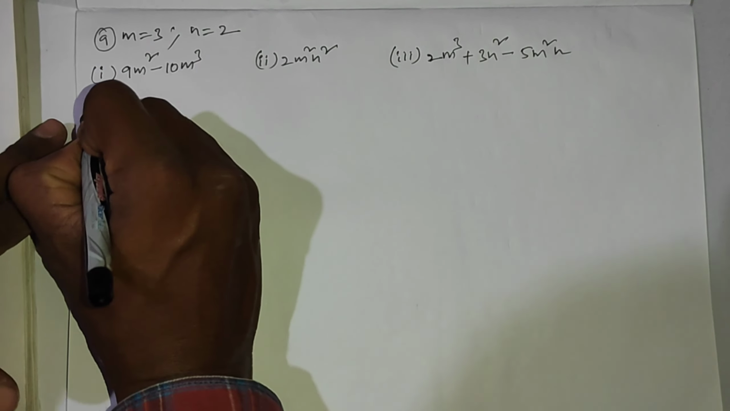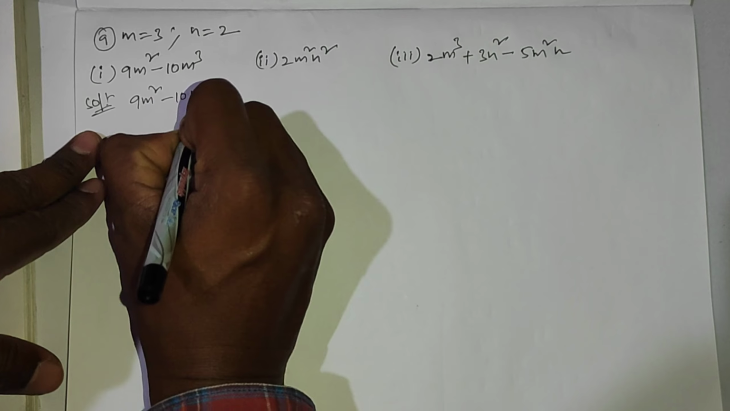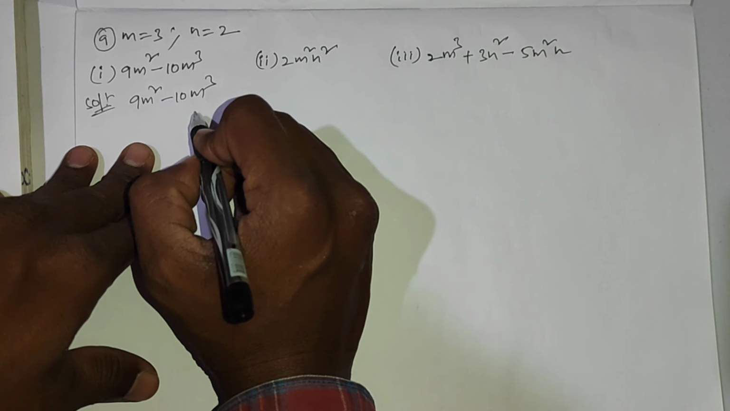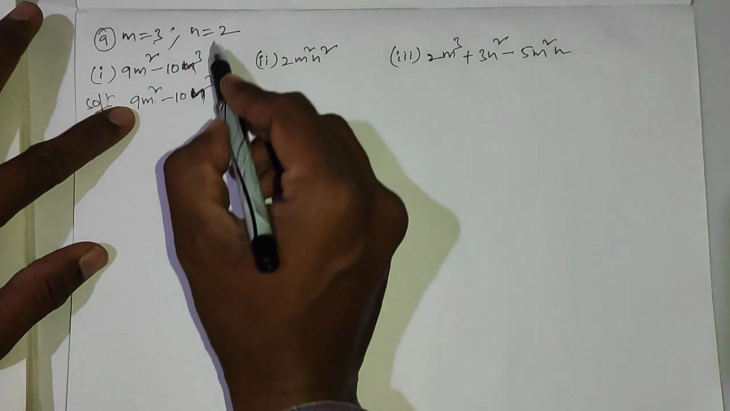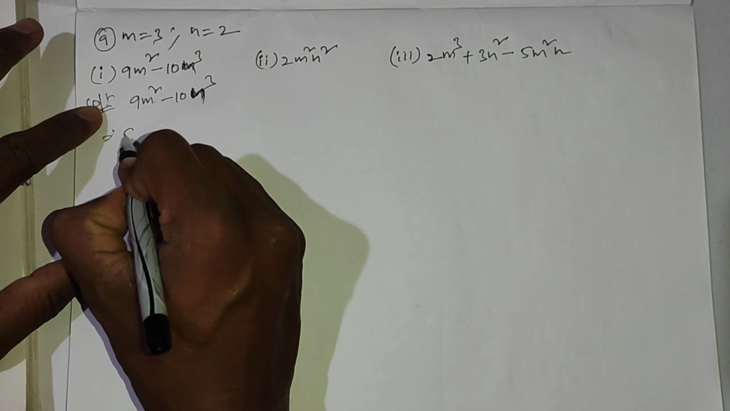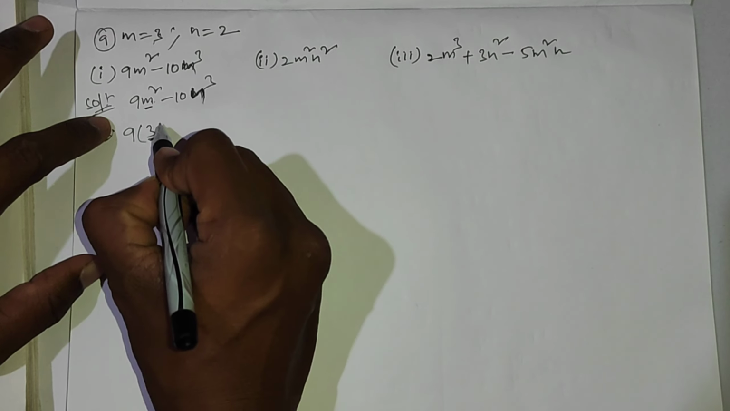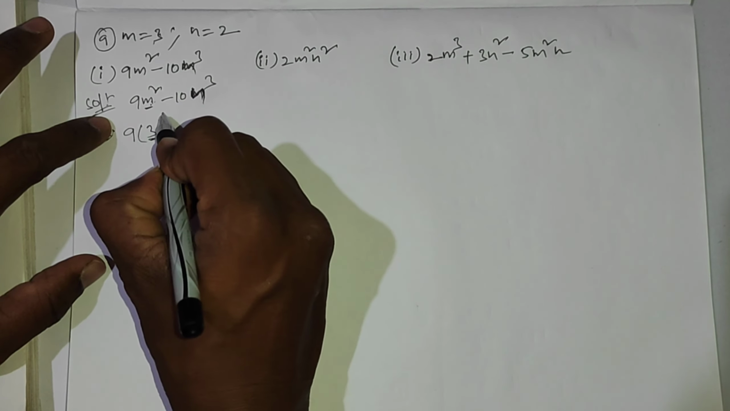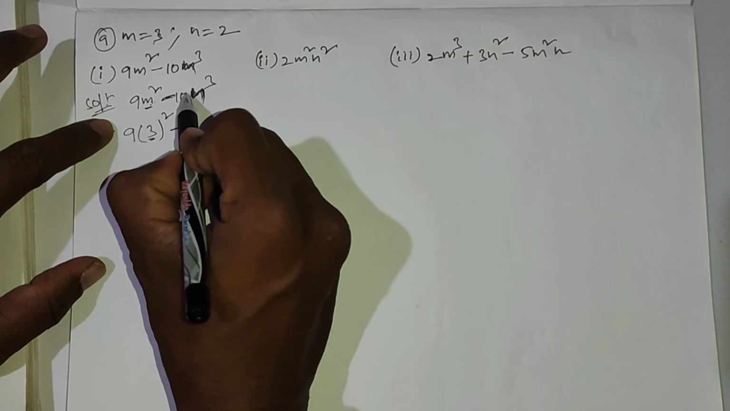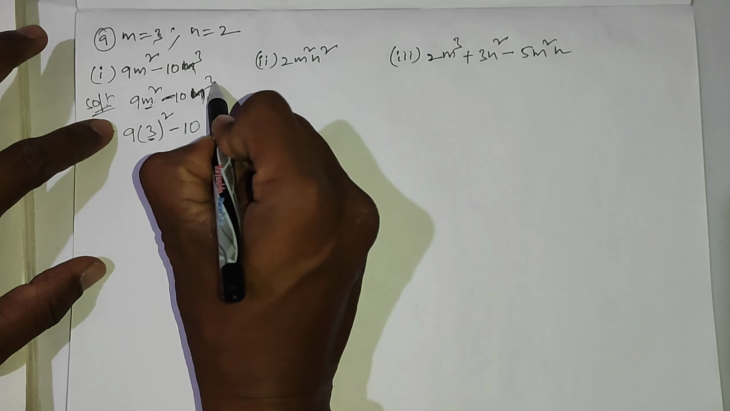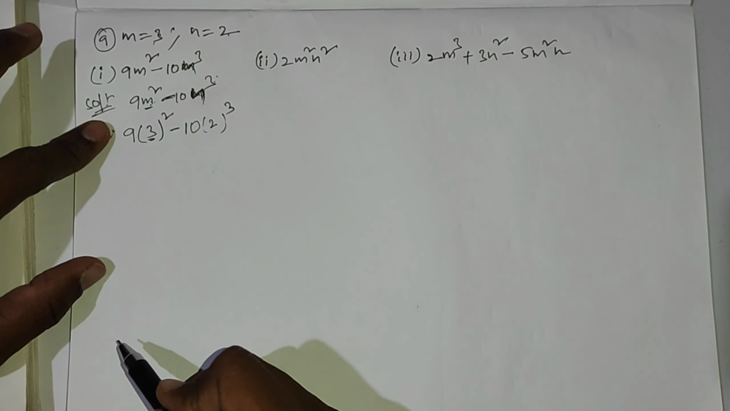Okay, solution. Given what here, 9m square minus 10n cube. So m value given as 3, n value given as 2. Replace it simply here. This is equal to 9 into m value given as 3. In the place of m, I am replacing 3, and this m having square, so I am writing square as it is. Minus is there, I am writing minus as it is. And then 10 is there, writing 10 as it is. N cube, n value given as 2, and n having cube, I am writing cube as it is.